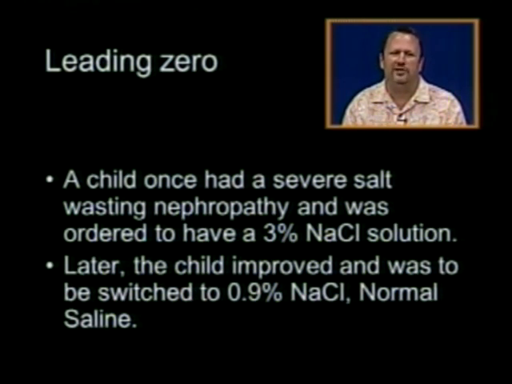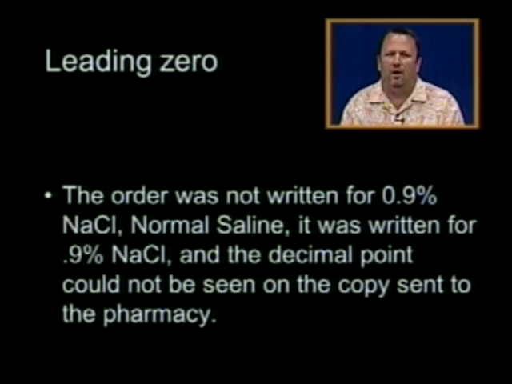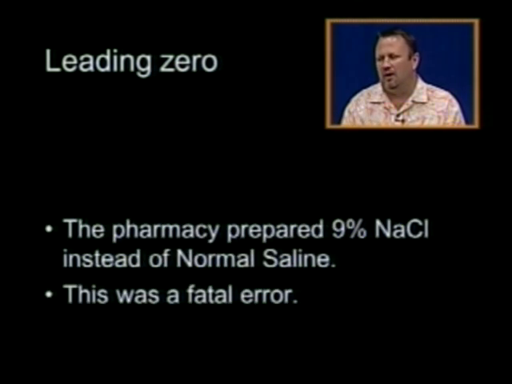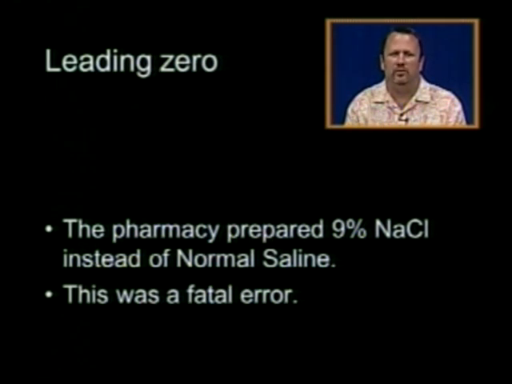But they did not write for 0.9% sodium chloride. They did not write for normal saline. They wrote for .9%. And the decimal point was not seen by the pharmacist. So the pharmacy prepared a 9% sodium chloride solution. I've never seen a 9% sodium chloride solution prepared for anyone except in this situation that is 10 times more concentrated than normal. And so because they did not write the zero in front of the decimal point, it was not seen, and the pharmacy prepared 10 times the concentration of sodium chloride that was ordered.